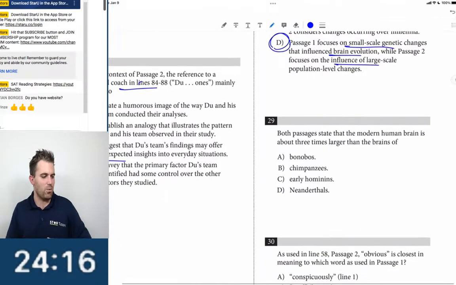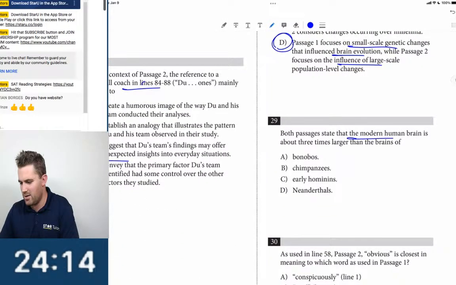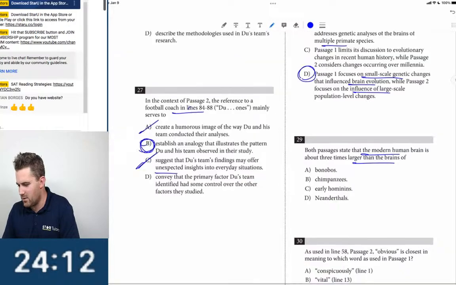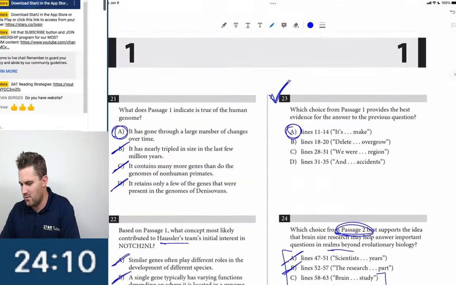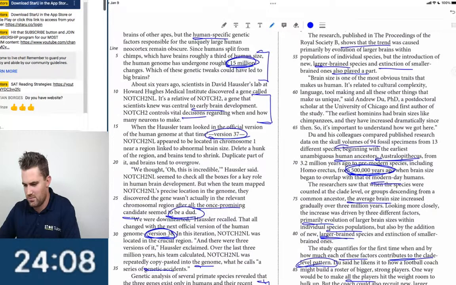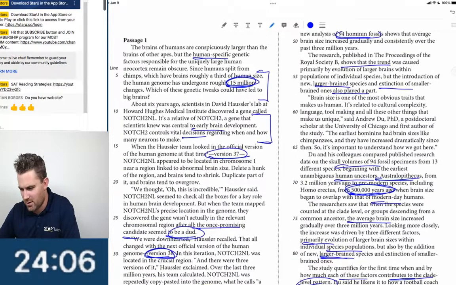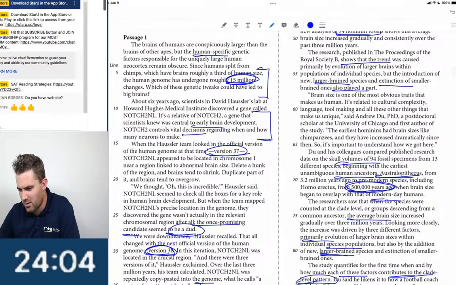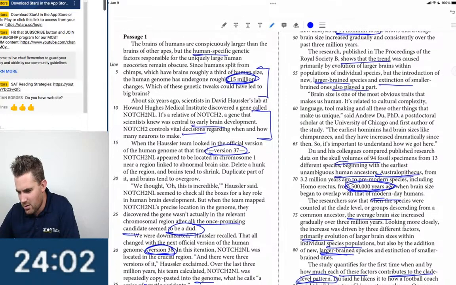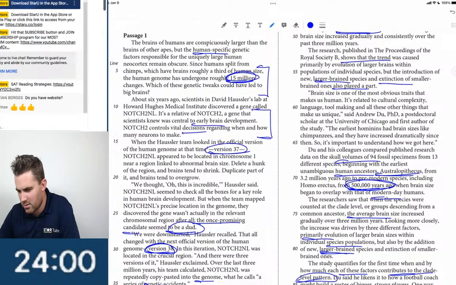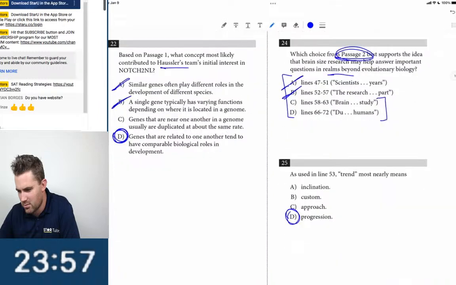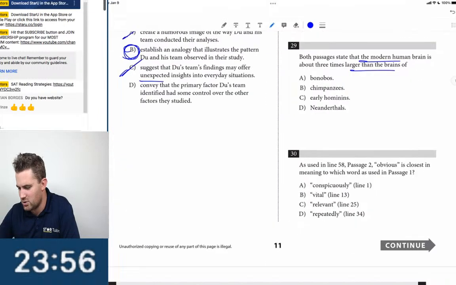Anybody remember that, right? Both state that the modern human brain is about 3 times larger than the brains of, I think it was chimpanzees, wasn't it? I don't know why I'm going back here. I shouldn't have to, but. Chimps, yeah. Chimpanzees. That's one I should have remembered, guys. Definitely B. Anybody else see that one?